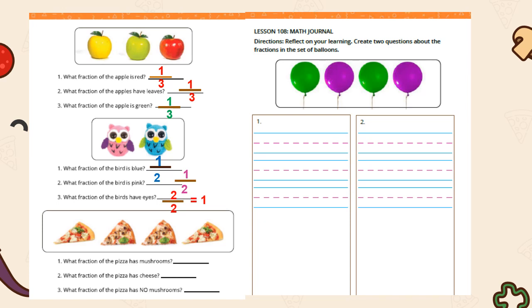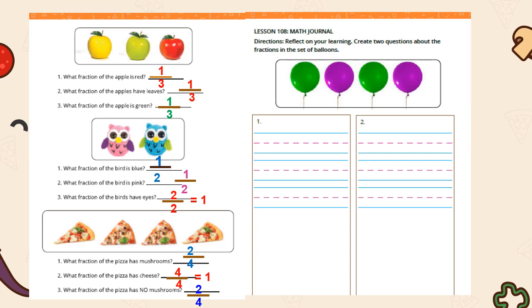Next, we have a group of slices of pizzas. He asked me what fraction of pizza has mushrooms. We have 2 slices have mushrooms, so the fraction will be 2 over 4. Number 2, what fraction of pizza has cheese? They all have cheese, so 4 over 4 equals 1. Number 3, what fraction of pizza has no mushrooms? 2 slices have no mushrooms, so the fraction will be 2 over 4.